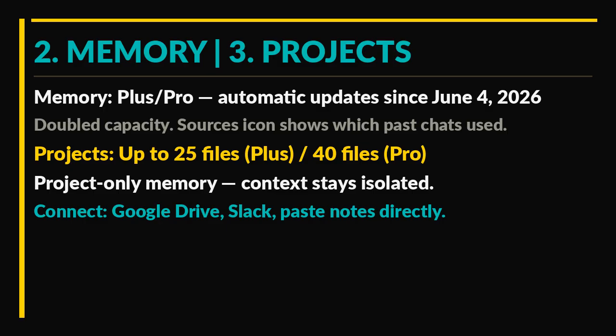Step 4. Advanced Data Analysis. This is Code Interpreter. Every paid plan has it. Upload a CSV, a spreadsheet, a PDF with numbers, ask for a regression, a chart, a scenario simulation. ChatGPT executes Python code in a sandboxed environment, shows you the code, and returns the output.